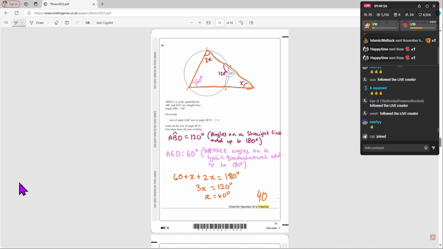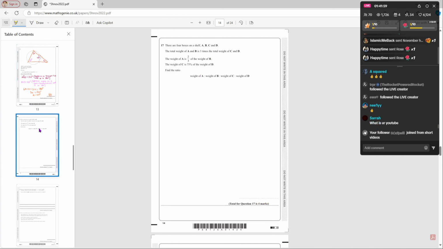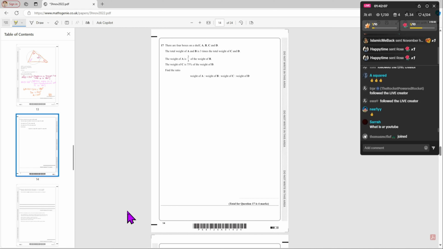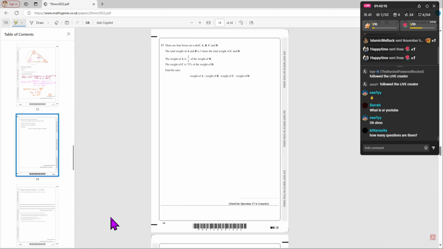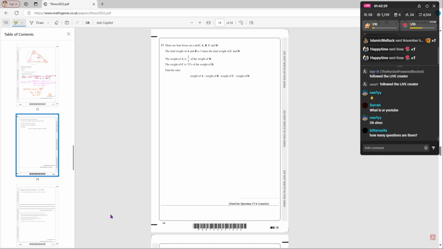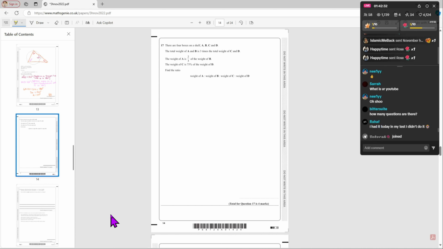So let's move on to our next question. Question number 17. So there are 4 boxes on a shelf, A, B, C, and D. The total weight of A and B is 3 times the total weight of C and D. The weight of A is 2/3 of the weight of B, and the weight of C is 75% of the weight of D. Find the ratio of weight A to weight B to weight C to weight D. Okay? This is basically combining ratios, guys.